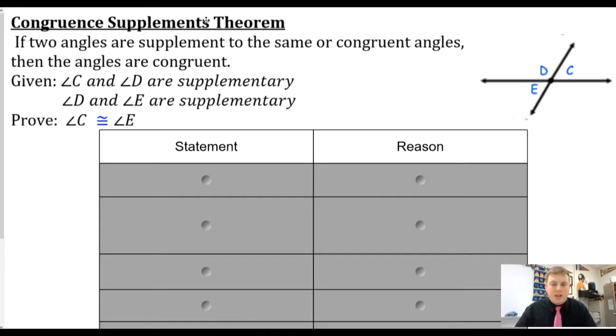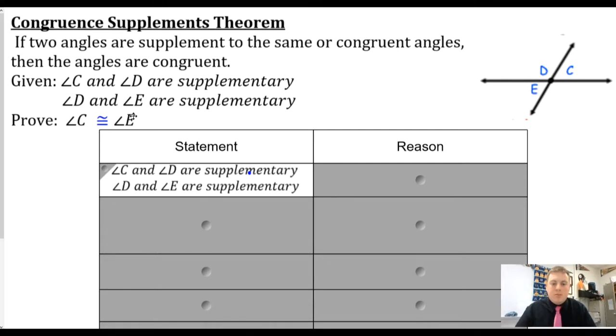So just like our other videos, we're going to start out with our given information. We have that angle C and angle D are going to be supplementary, and the angle D and angle E are going to be supplementary. And our reason, of course, is going to be given.